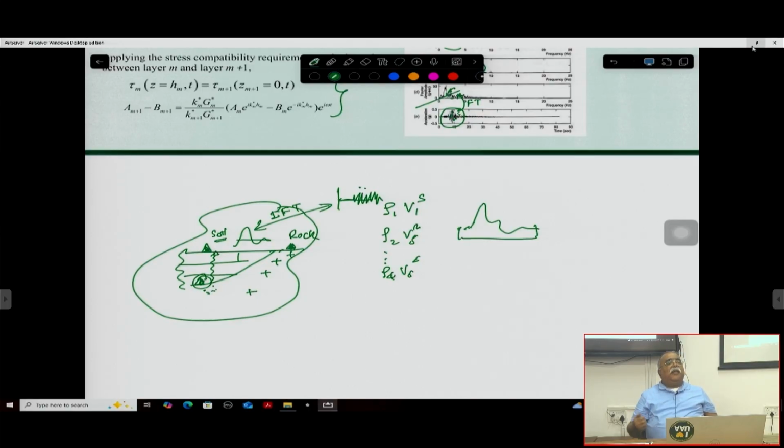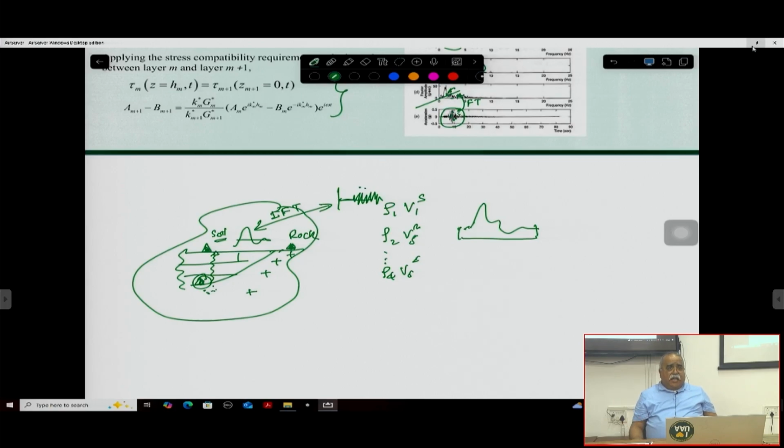So what is the alternate for an engineer who does not know how to stochastically generate the data? As I told you, if it is possible, if they have some surface data from a past earthquake, then they can use that because that is available to them, right?